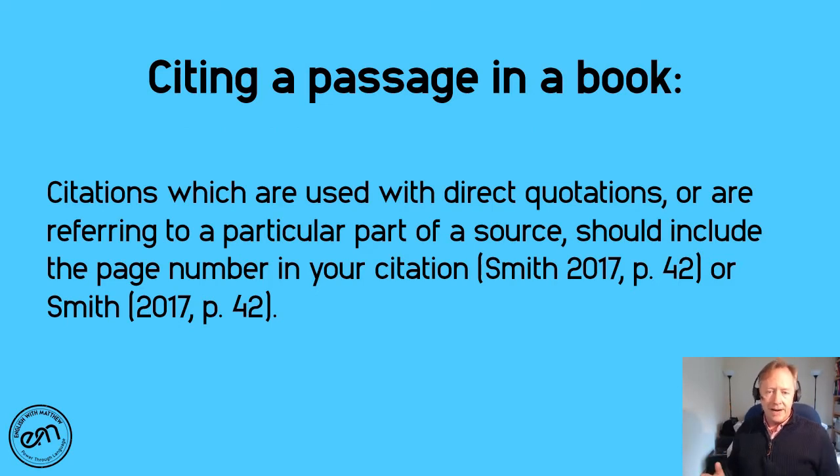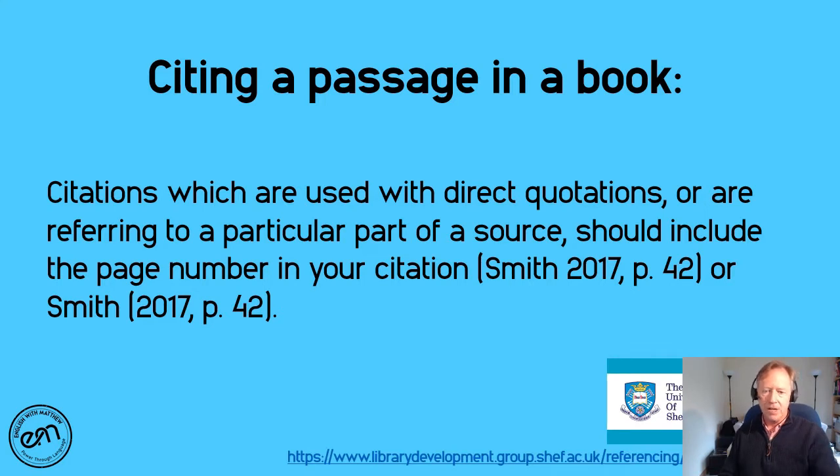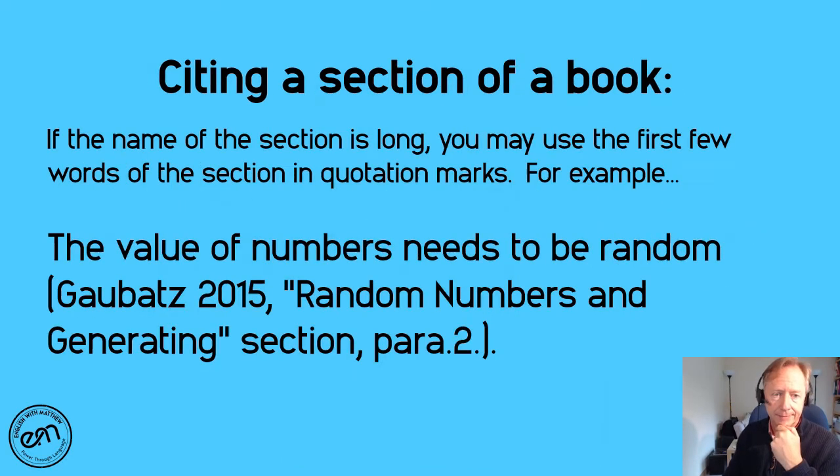Okay, if you're citing a passage in a book, you need to give the page number. That's what this page is saying here. It says Smith 2017, page 42. That means I've either directly quoted it or I'm referring to an idea on that page. Citations are supposed to get the reader back to the source, so include the page number if you can. Some of these examples are from the University of Sheffield website. It's a great place to go and see more examples, so you can Google that.